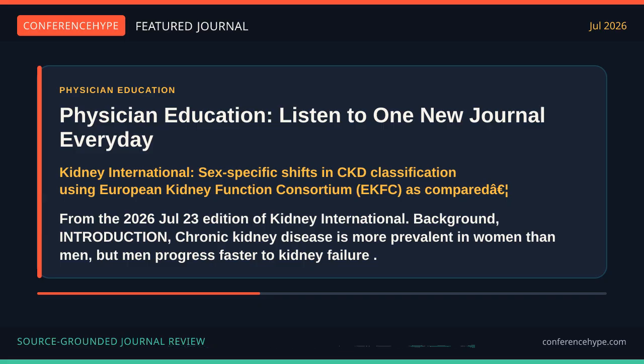Results: among GCKD participants, men had a higher urine albumin to creatinine ratio, whereas women had higher eGFR. Discussion: women were more frequently reclassified into a less severe stage of CKD using the European Kidney Function Consortium eGFR than the CKD-EPI equation, yet the prognostic performance for KF did not differ significantly between the two equations for both women and men.